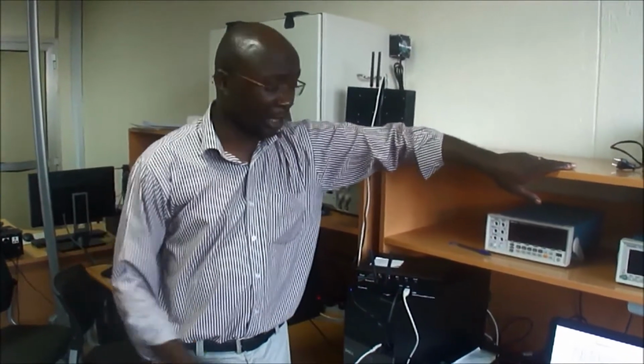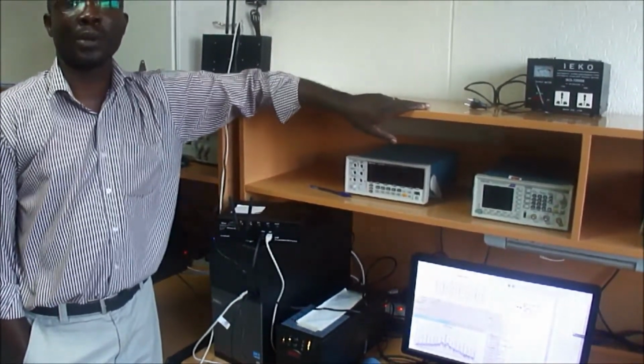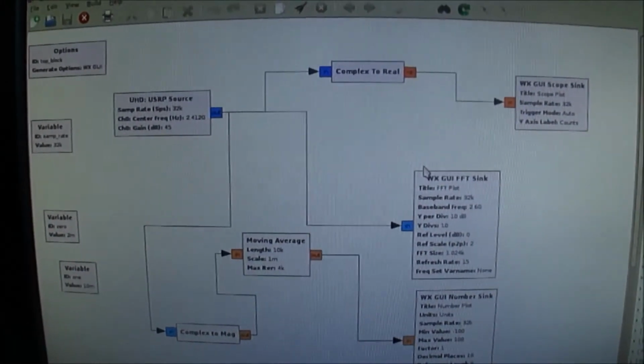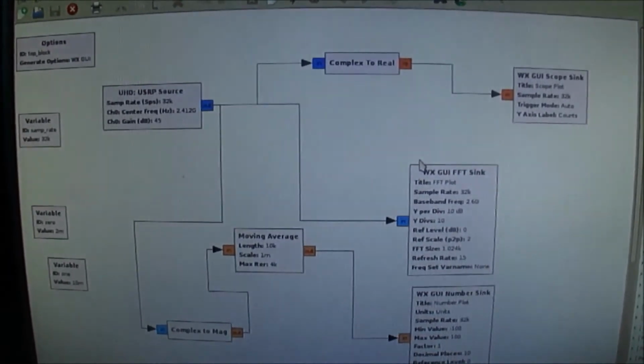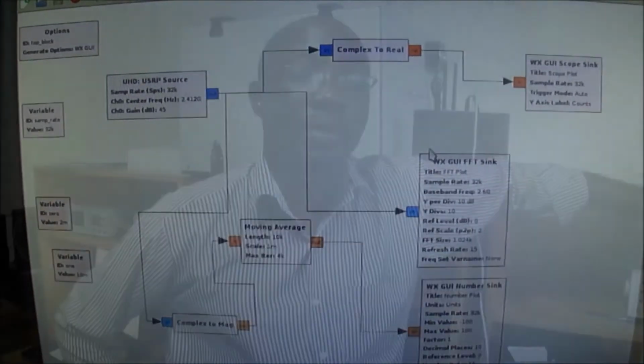The receiver is made by a USRP connected to a Linux client, and the Linux client is running GNU Radio software. Our receiver block diagram is mainly made by a USRP signal receiver and three sinks: a scope sink, FFT sink, and a number sink, which help us to capture all data in real time. For each experiment round, we are measuring two independent transmissions and one concurrent transmission.